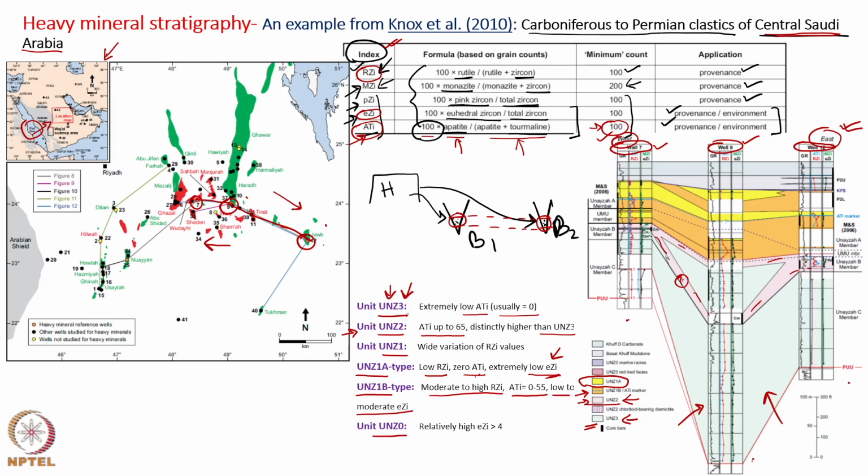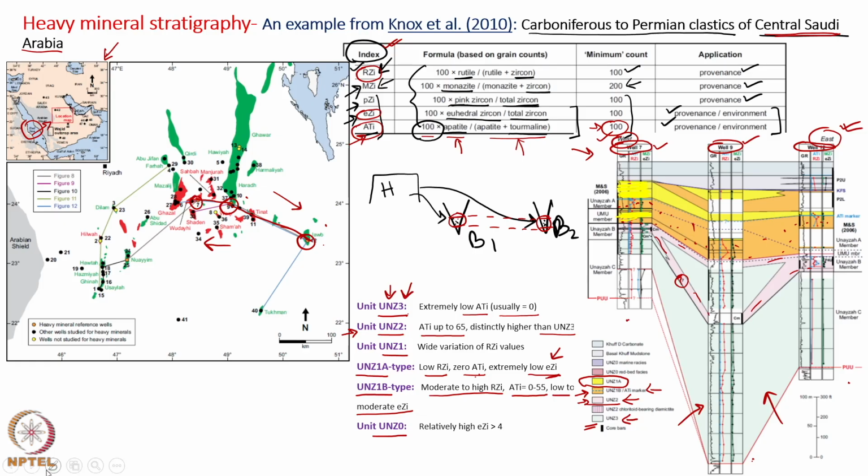Now in this way UNZ2 has been defined, UNZ1B has been defined, and it can be seen here, the correlation. Within a single well the unit might get repeated. For example, here we are getting the yellow color and here also we are getting yellow color. So, there is a repetition.